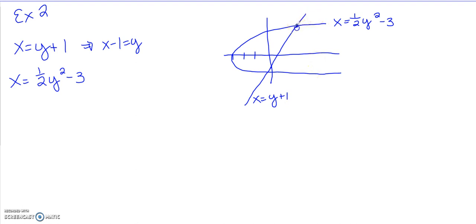Just like before, I do need to figure out what those 2 points are. And let's go ahead and do this. This right here is the area we're trying to find.